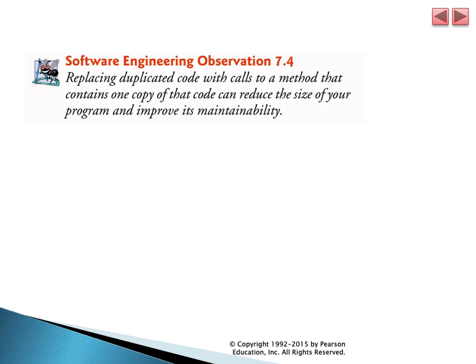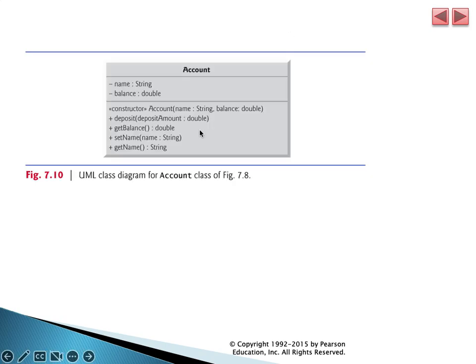Now we have two variables, and they are private. In UML, we have one constructor and we have deposit, get balance, set balance, get name. So that's it, just one example in the slide. So any question?